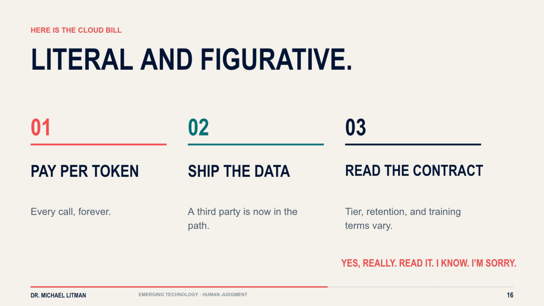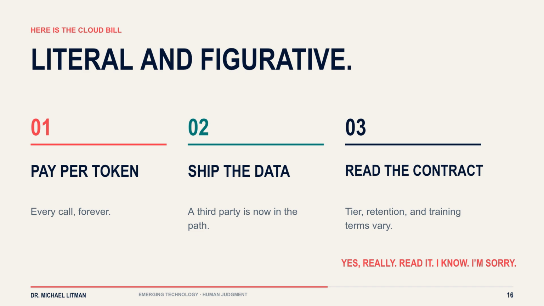But here's your bill. And I mean that literally and figuratively. You are paying per token forever. You are shipping your data to a third party, which means you now live inside somebody else's terms of service, and those terms vary. Business and enterprise tiers generally do not train on your data by default, and you can often get zero retention arrangements. But consumer tiers can be different, and the details actually matter. Read the contract. Yes, really, read it.